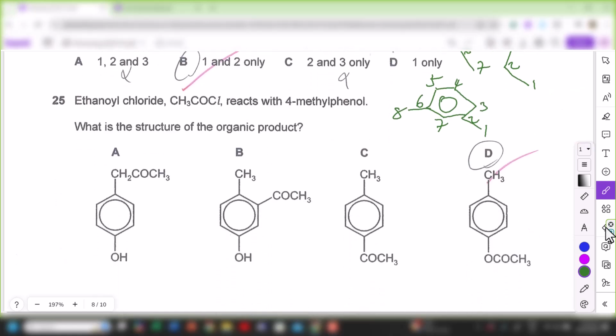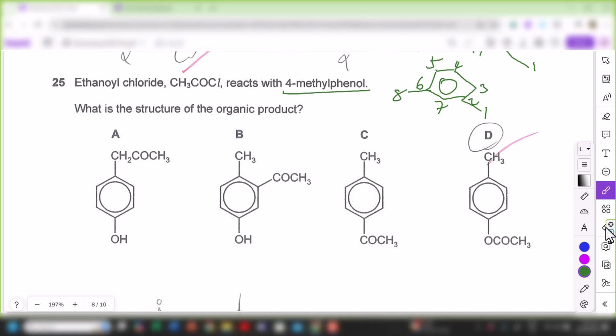Question 25. Ethanoyl chloride reacts with 4-methylphenol. What do you think it will give you? Ester. In a structured free response, usually you need to convert your phenol to phenoxide to ensure that the reaction goes faster. But this is an MCQ, so they are not caring about the yield so much.